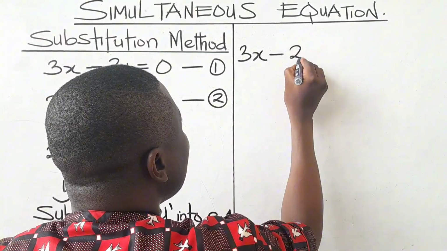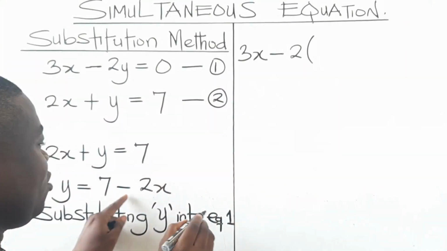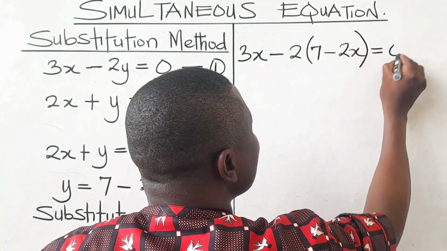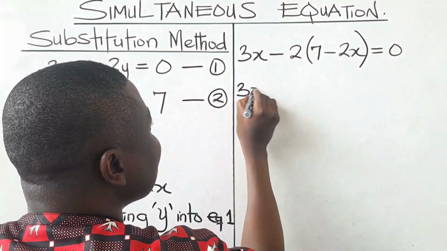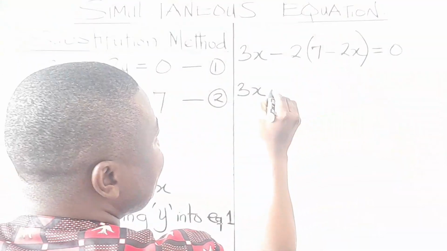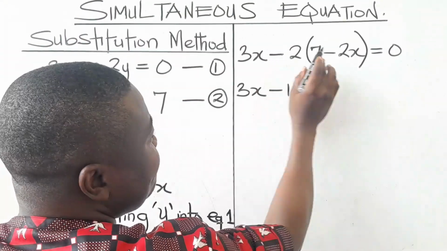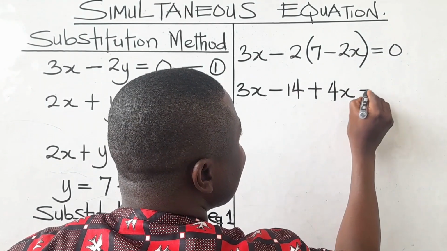So this gives us 3x minus 2, and instead of writing y, we'll put this: y is equal to this, 7 minus 2x, equal to 0. I want you to look at it. So we'll now move on. This gives us 3x. Of course, we're going to expand. Minus 14 plus, why is it plus? Negative times negative is positive. 2 times 2x is 4x, equal to 0.